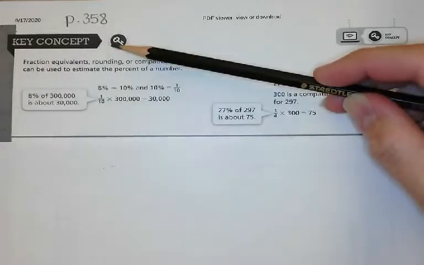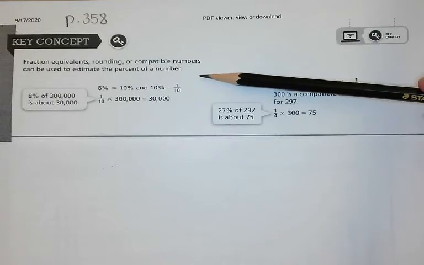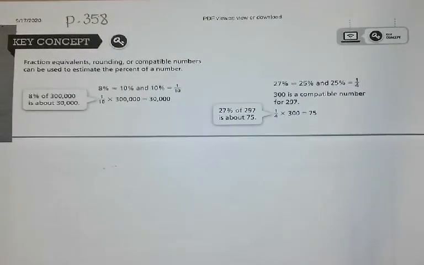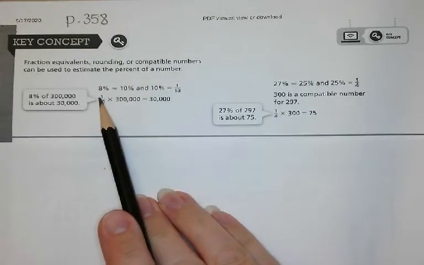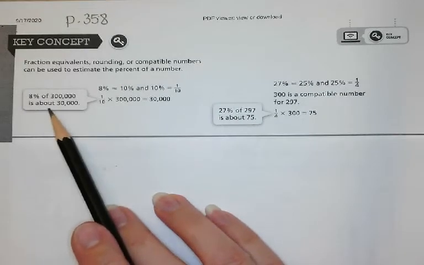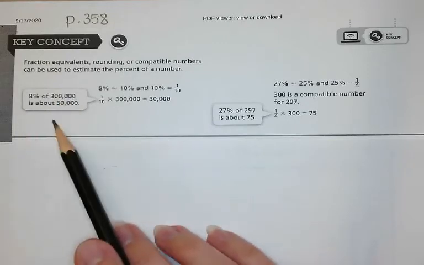Let's take a look at the key concept. It says that fraction equivalents, rounding, or compatible numbers can be used to estimate the percent of a number. In this first example, they give us 8% of 300,000 is about 30,000. Well, how do you do this without a calculator?